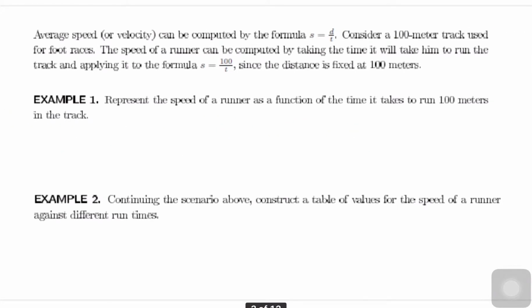So let's start with this particular example. Average speed or velocity can be computed by this formula. S is equal to d over t. Consider a 100-meter track used for foot races. The speed of a runner can be computed by taking the time it will take him to run the track and applying it to the formula 100 over t, since the distance is fixed. So from this equation, 100 over t, we will use this one to answer these next examples.